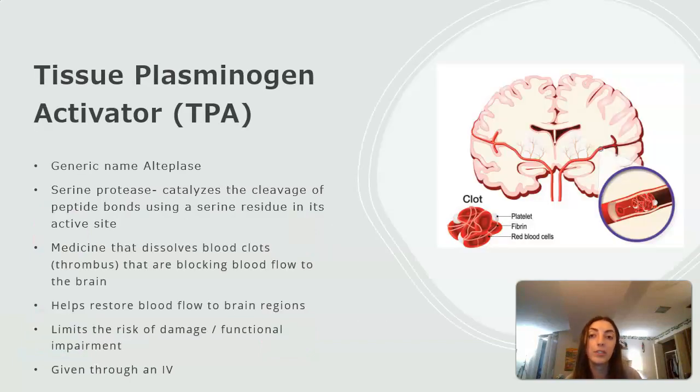Now, TPA stands for tissue plasminogen activator, but its generic name is alteplase. It is a serine protease, which means it catalyzes the cleavage of peptide bonds using a serine residue in its active site. The way that the medicine works is it dissolves blood clots, which are called thrombus, and it dissolves the clots that are blocking the blood flow to the brain. This then restores that blood flow and limits the risk of damage and functional impairment that would be caused by the stroke. TPA is administered through an IV in the arm, and this picture up here just shows the parts of the blood clot and how it is blocking the blood flow to the brain.